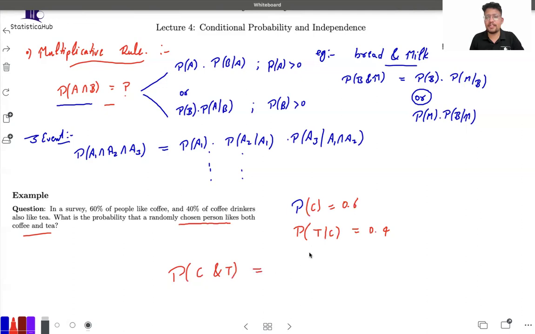So in this setup, you can say, first we are having the coffee event, then we are having the tea event, given that the coffee event has already occurred. So probability of C into probability of T given C. So that is coming out to be 0.6 into 0.4. We are getting 0.24. So that's the concept of multiplicative rule. Okay, and this was one example, a very basic, very simple example. I hope you are able to understand.